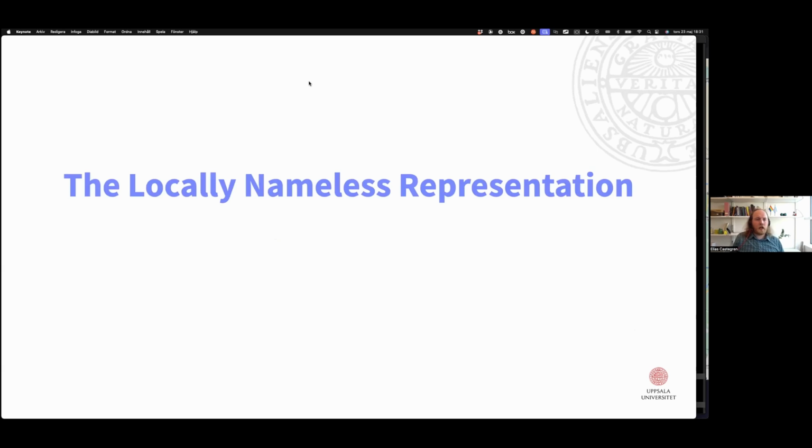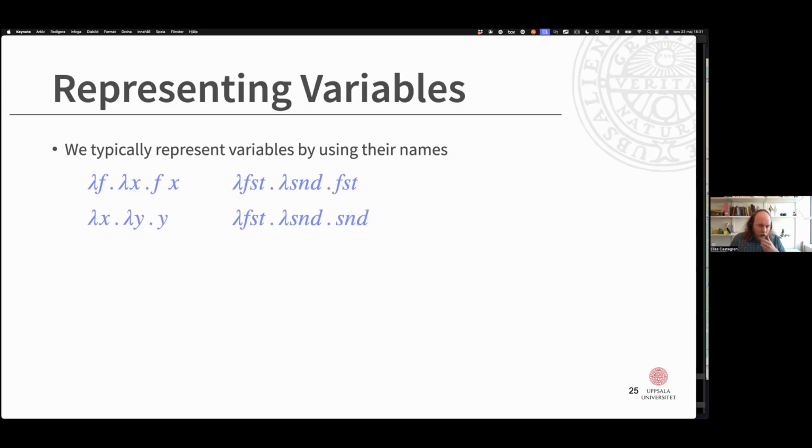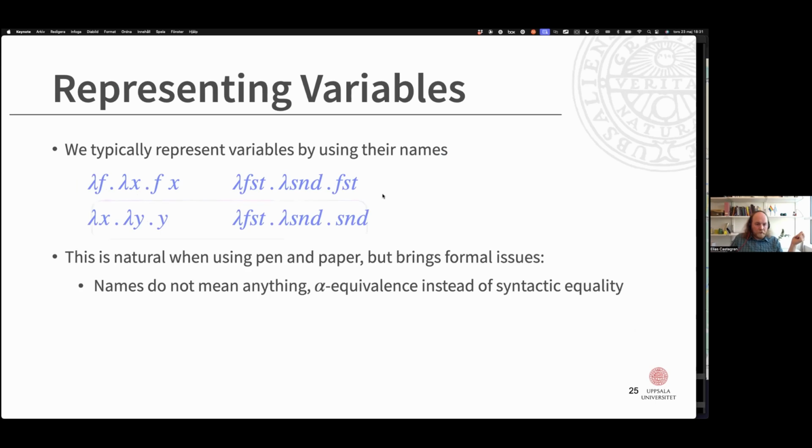And that is what's known as the locally nameless representation. So let's talk about representing variables. Typically when we're doing pen and paper proofs and reasoning, we represent variables by using their names. So here we have functions taking f and x. Here we're taking first and second and so on. So this should look familiar to you.